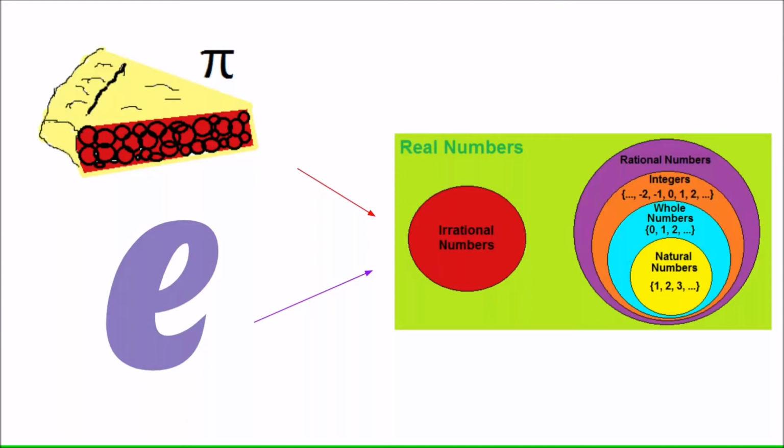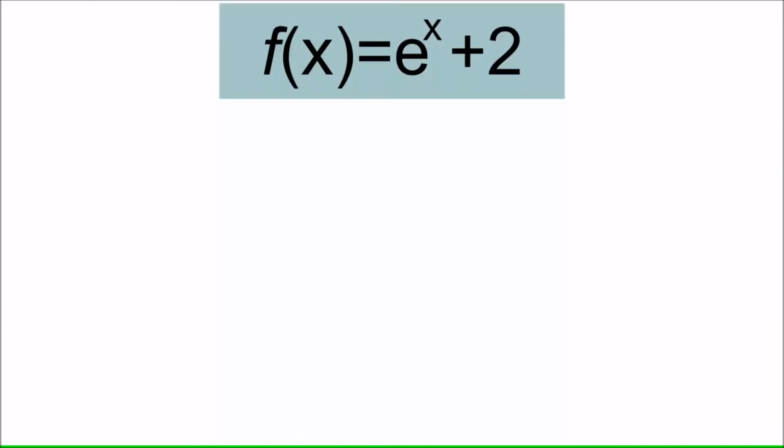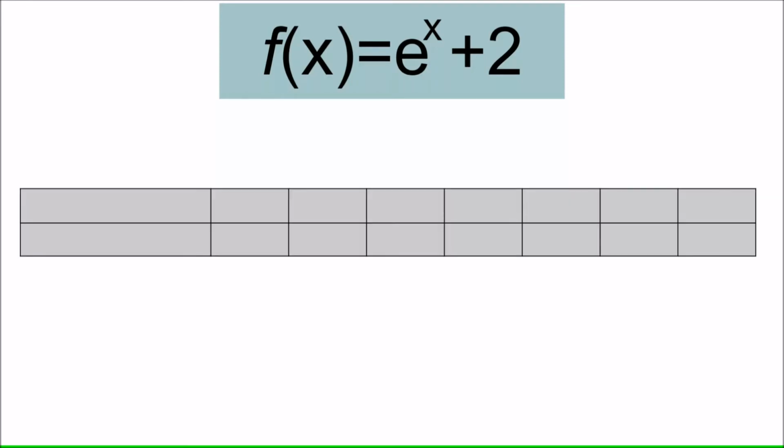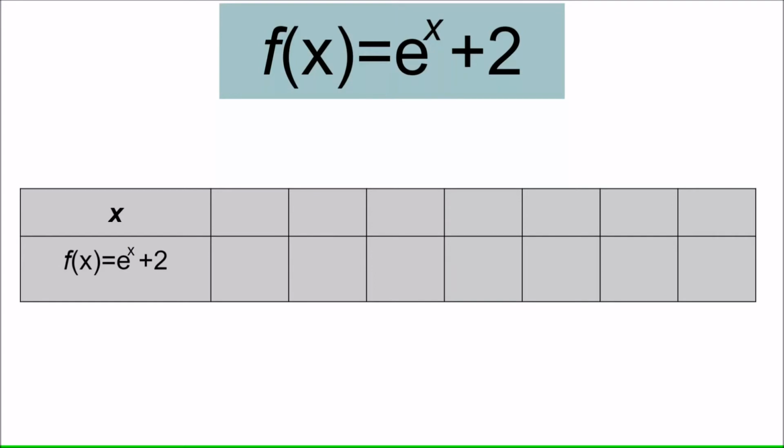So let's try a problem here. Let's try graphing this function: f of x equals e to the power of x plus 2. So the first thing we're going to do is make a table. Then we're going to need our x values and our y values. For the x values, we're going to go with -3, -2, -1, 0, 1, 2, and 3.